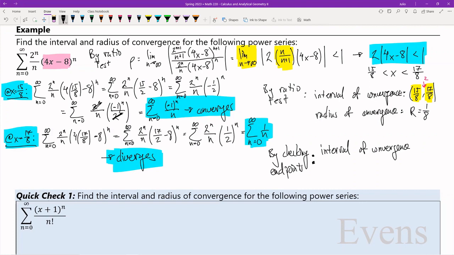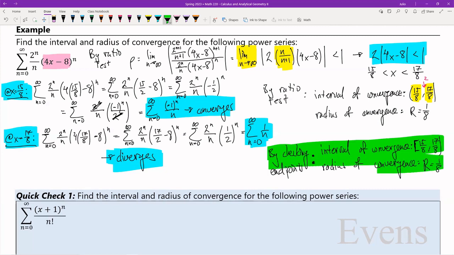So by checking endpoints, now we get to modify my interval of convergence. The lower end, since now it converges, I get to include that one. So it's going to be 15 over 8, right? But the upper endpoint still diverges, so I get to leave that one out. So it's going to be 17 over 8 round bracket. The radius of convergence is still the same, though. R is still equal to 1 over 8. So my final answer would be these right here, after I do the ratio test and after I check each one of the endpoints.